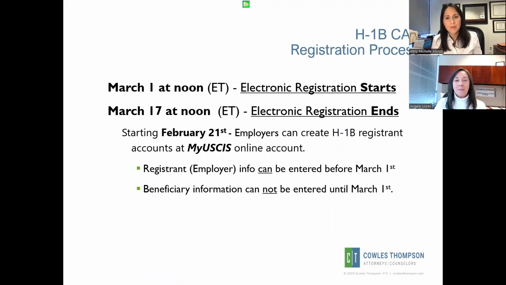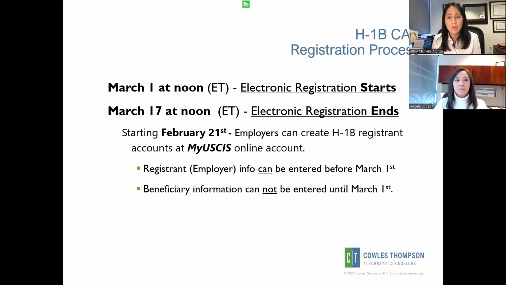So the H-1B registration period, it's important to know that beginning March 1st at noon Eastern Standard Time is when electronic registration starts. It's when it begins. And that period is going to end at March 17th at noon Eastern Standard Time. Those are the windows and those are the times where you will have the start and the end of this registration period.